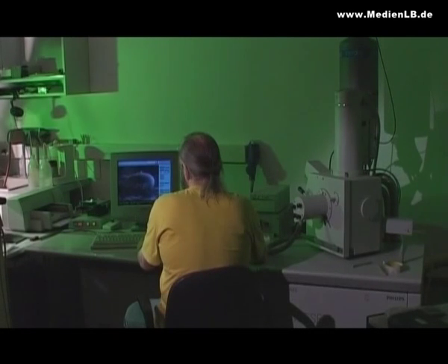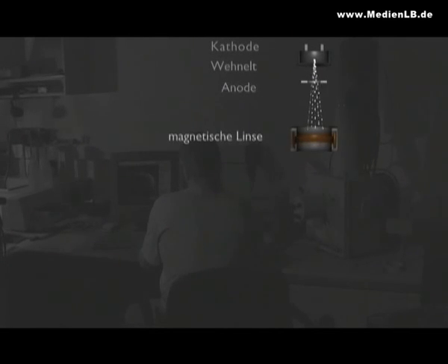To obtain magnifications of up to a thousandth of a millimeter, scientists use a scanning electron microscope. A cathode produces an electron beam which is accelerated by high voltage towards the anode. Beams are concentrated in the magnetic lenses and focused on the specimen.